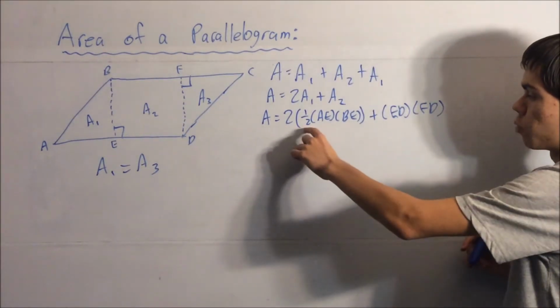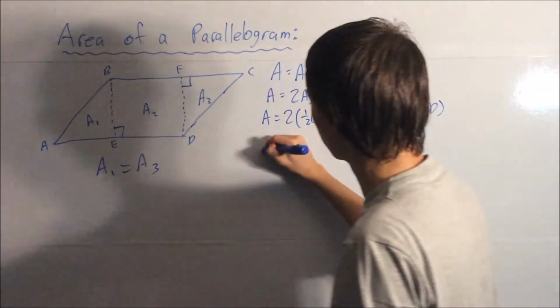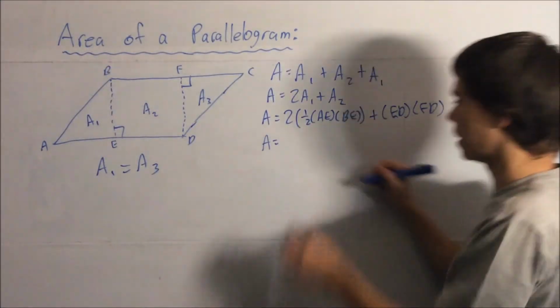Now notice how we have 2 times 1/2. That's just going to be 1. So as a result, we just have AE times BE.